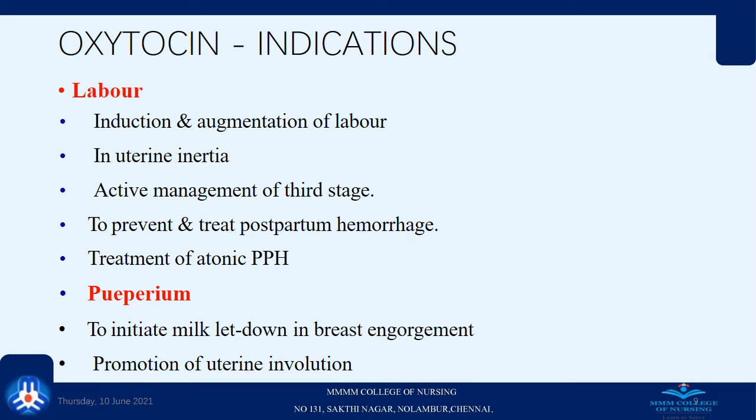Next is promotion of uterine involution. So after the delivery, that is in the time of puerperium, the uterus has to involute. That is, the size and shape will be reduced to the pre-pregnant state. So in order to achieve that, the involution should occur. If there is any problem with the uterus, we will be administering this oxytocin so that the uterus will be involuted back to the normal condition. So these are some of the indications. We have seen the indications during the time of pregnancy, labor and puerperium, why we are administering this oxytocin.